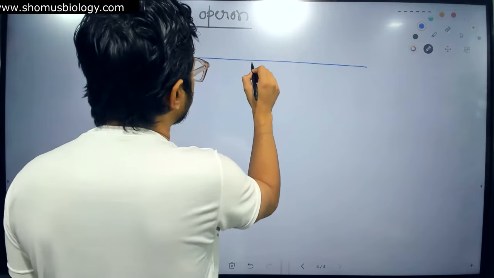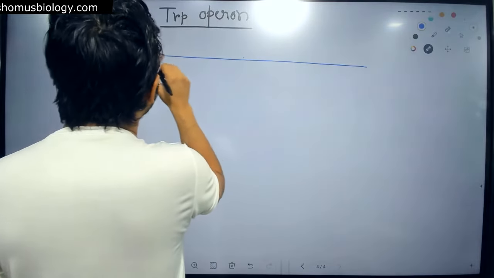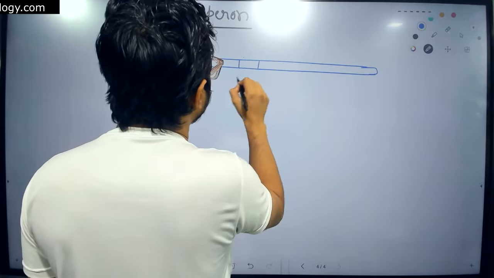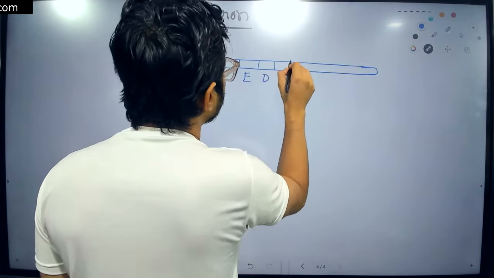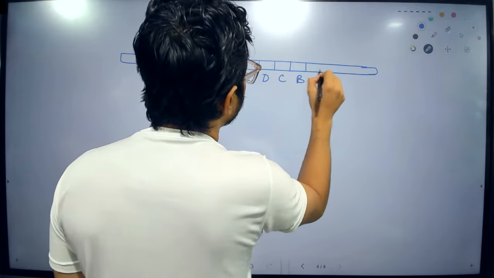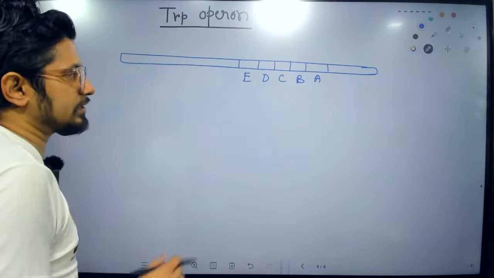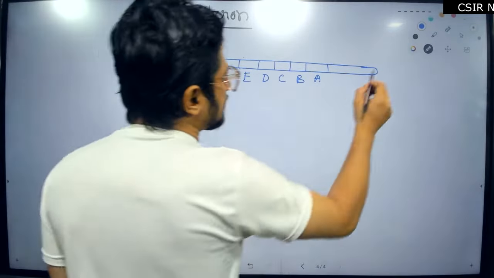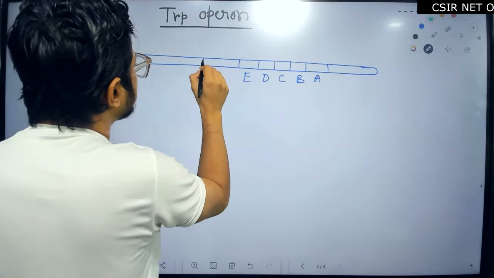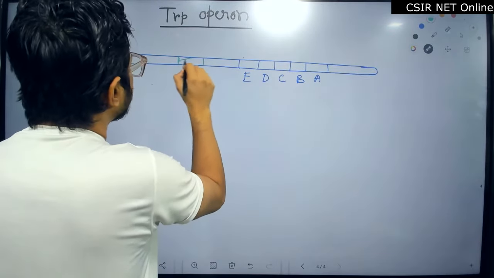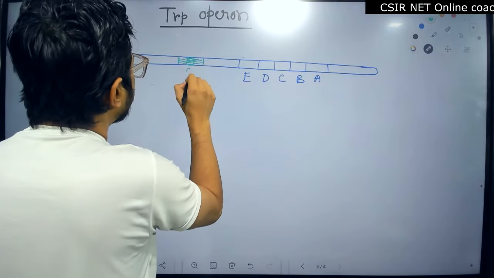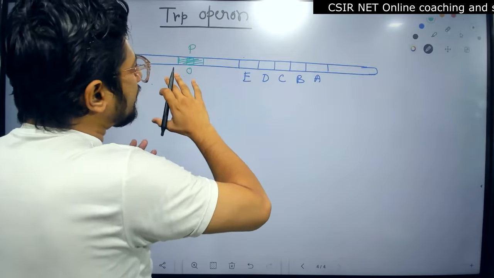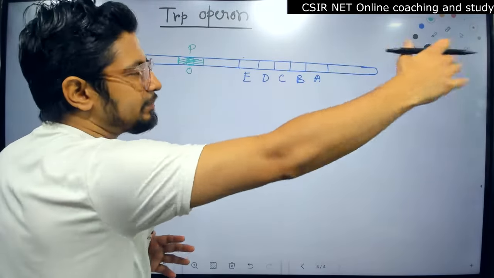So in prokaryotes, what we are going to see as the operon structure is that these are the structural genes. Let me draw it as a box, and we'll say E, D, C, B, A. These are all structural genes, A, B, C, D, E, but in the inverse order. And the promoter operator pair is present here. This is the promoter region and the operator is somewhere inside the promoter.